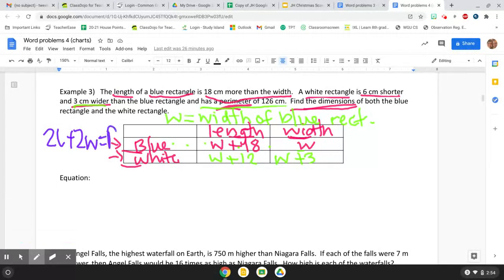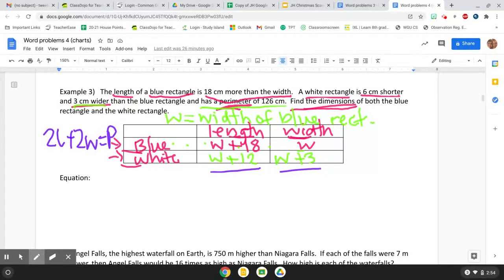Equals perimeter. Okay, well, let's see here. I only know the perimeter of one of the rectangles, so I can only use one of the sets of information I have. I only know the perimeter of the white one, right? So I can only use the length and the width of the white one to figure out what the perimeter is.